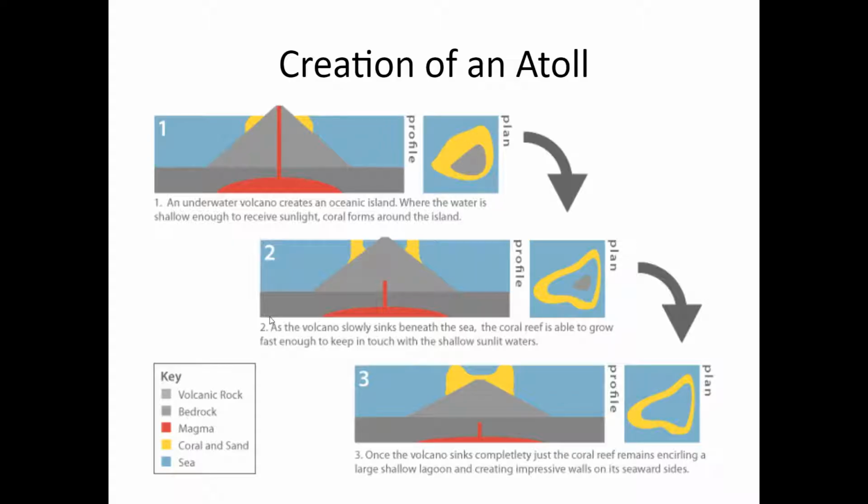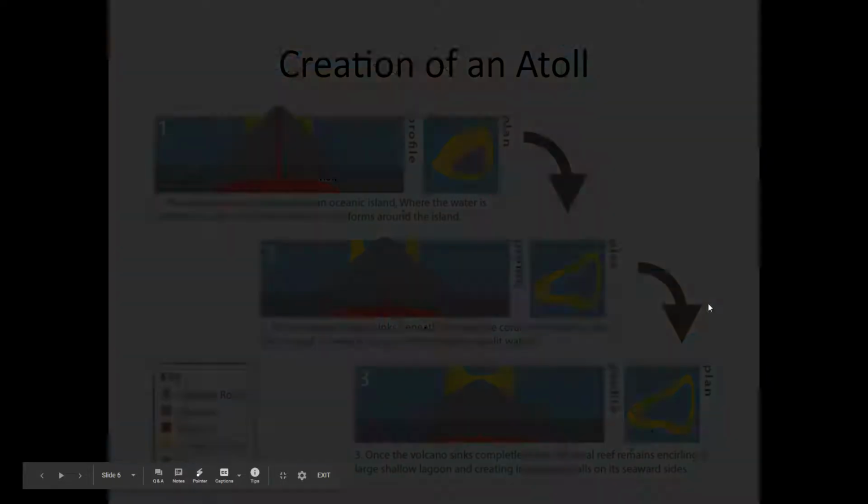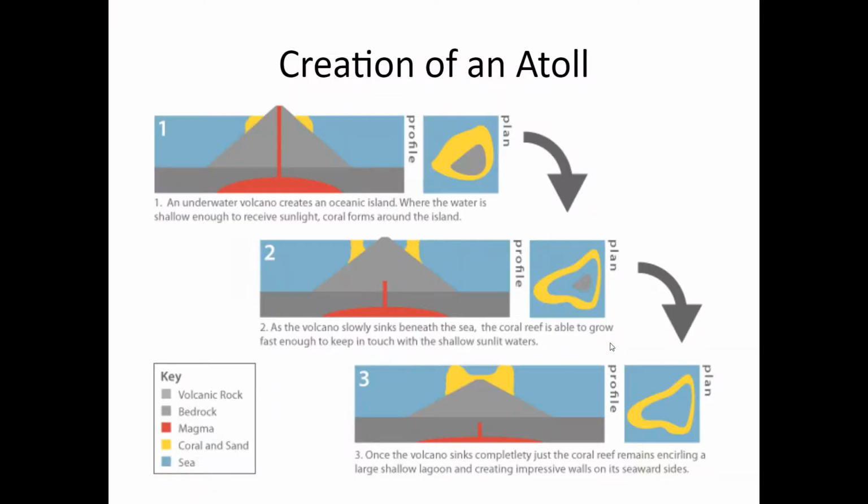formed around the outside. But as time wears on, right, that volcano is going to be eroded away. And as the volcano sinks beneath the sea, the coral reef is able to grow fast enough to keep in touch with the shallow sunlit waters. So that coral reef keeps growing, right, as that mountain sinks. And eventually, that mountain sinks all the way out of sight due to erosion and other things, and you end up with just this coral reef encircling a large shallow lagoon and creating impressive walls on the seaward side, right, of coral growth. And so where do you have these things?